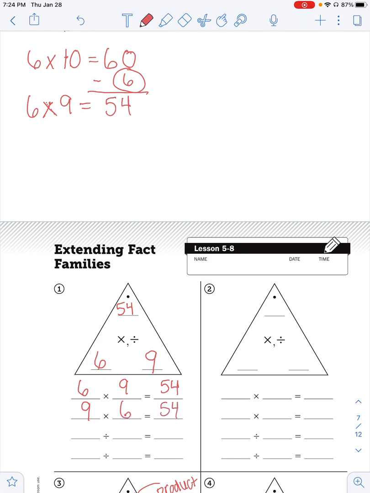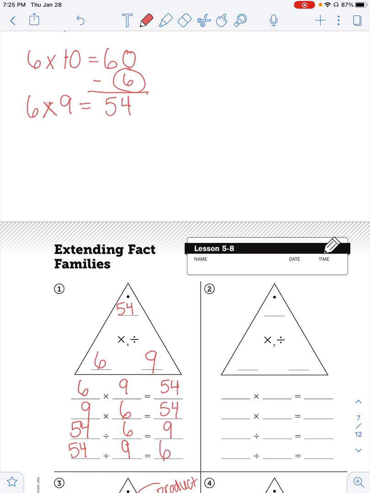Now here comes the division that I was talking about. 54 now goes in this first spot because the biggest number goes first and you're dividing it by the factors. So 54 divided by, it doesn't matter which one you put, 6 or 9. I'm just going to put 6 first. And then the only number we have left in the triangle is 9, so it has to be 9. And 54 divided by 9 equals 6.